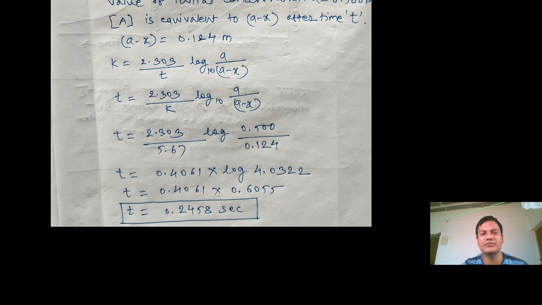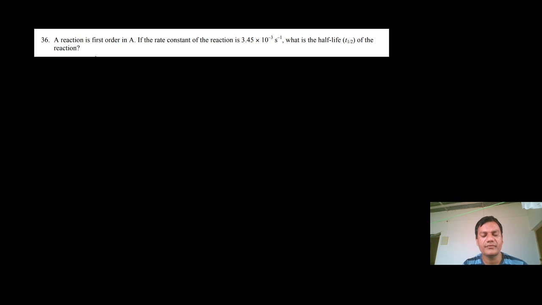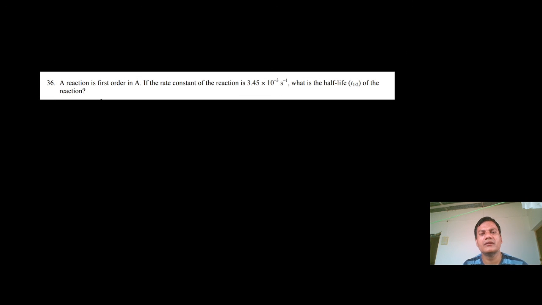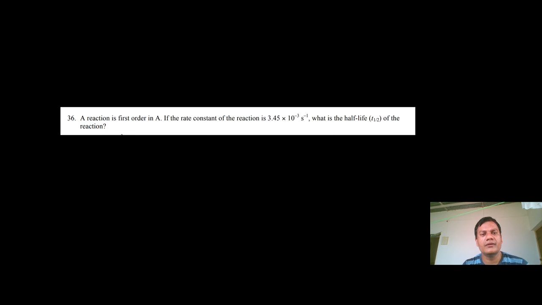Now we will see the next one. Now if you look at the screen, a reaction is first order in A, and the rate constant of the reaction is 3.45 into 10 raised to minus 3. So what is given? This is a first order reaction. The rate constant is given, that is 3.45 into 10 raised to minus 3. And what is the half life? That is what we have to determine.